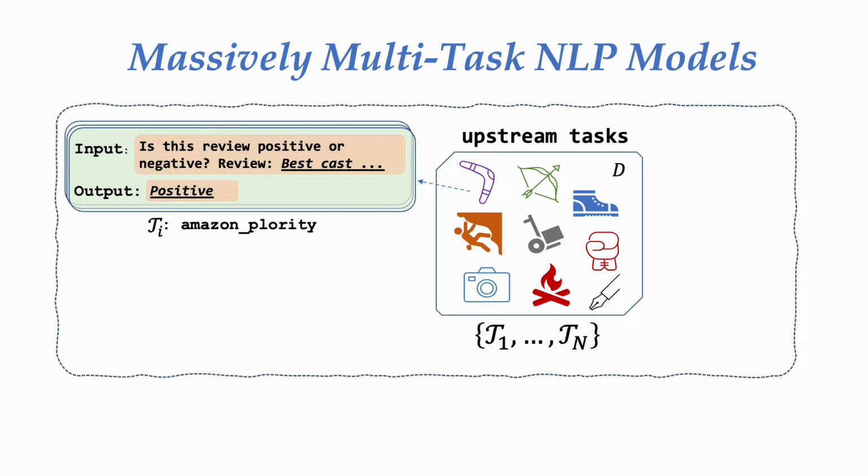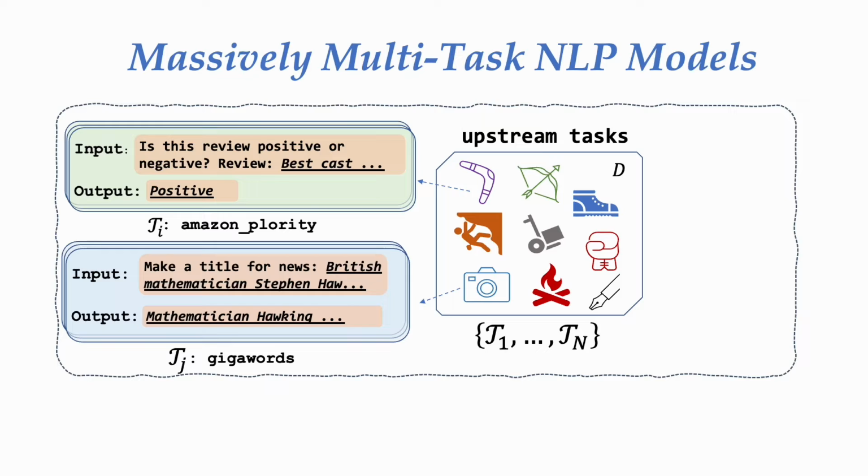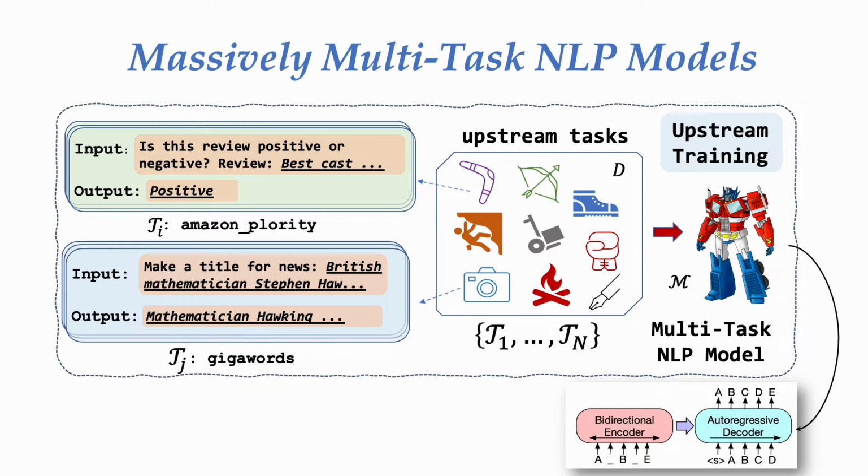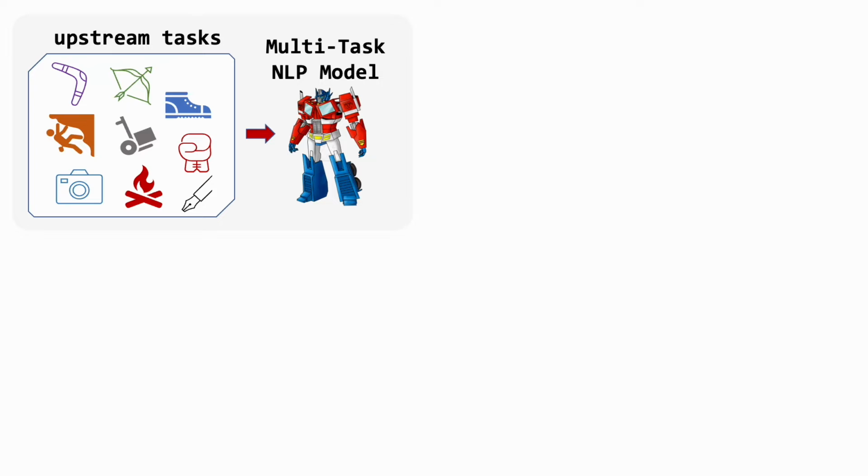For example, task TI is a sentiment analysis task, and task TJ is a summarization task, and both of them now are in the sequence-to-sequence format. So we use this combined dataset to fine-tune a pre-trained sequence-to-sequence language model such as BART or T5, so that the trained model can be very powerful in all these upstream tasks. Beyond multitasking, a particular benefit of such a massive multitask model is the cross-task generalization ability.